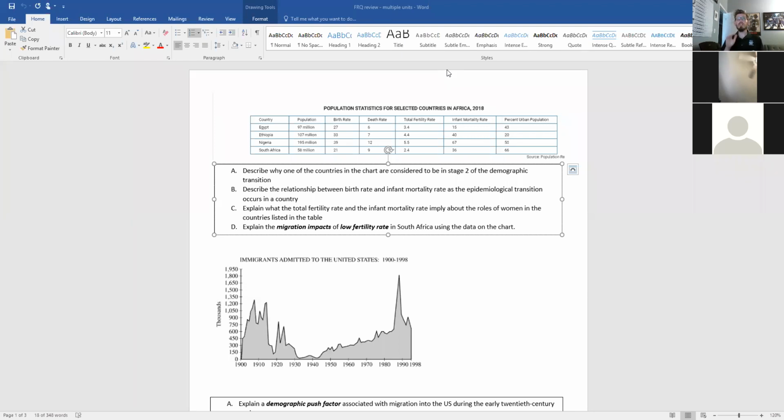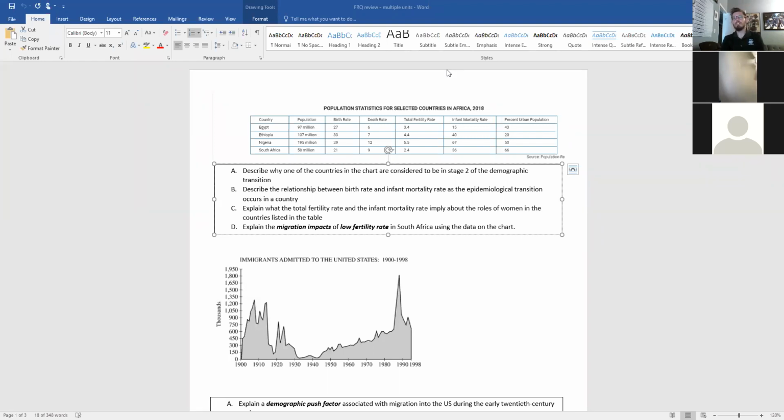So the first question is, describe why one of the countries in the chart is considered to be in stage 2 of the demographic transition model. Now look, just about every country on there, well, I'd even be more specific. I would say Ethiopia and Nigeria are your best two cases for stage 2 of the demographic transition model. And that would be indicated by, one, their incredibly high birth rate to low death rate, and their total fertility rates, right?